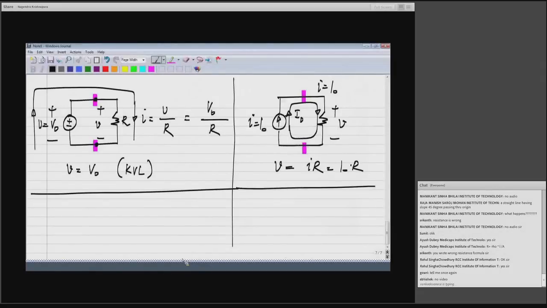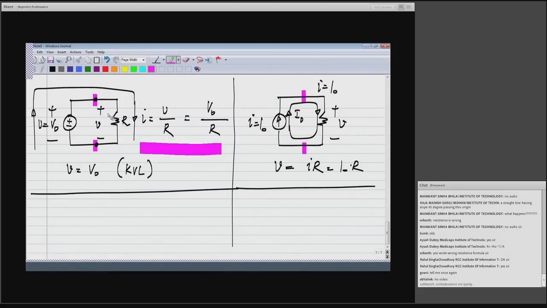Now, I think all of you would already be familiar with these cases. That is, if a voltage is applied across a resistor, we'll have a current V0 by R flowing through it, or if a current source is connected to a resistor, current I0 will flow through it. In this case, you will get a voltage drop of I0 R, and in this case, you will get a current of V0 by R. Okay. Now, this comes from very trivial applications of KVL and KCL. I'm not going to describe that. If you want me to, you let me know and I'll do that.